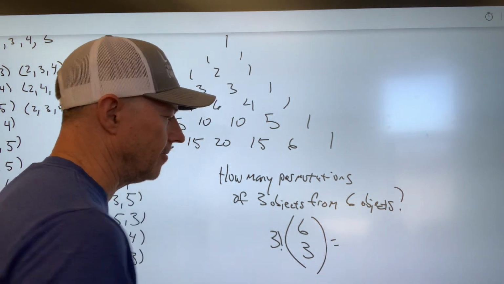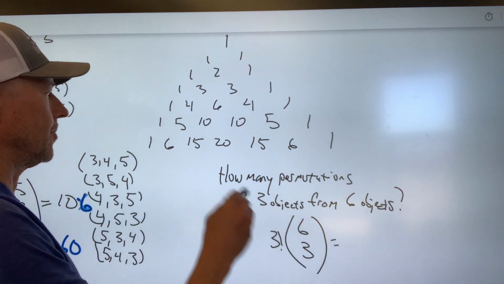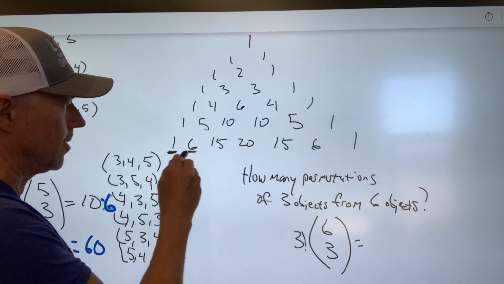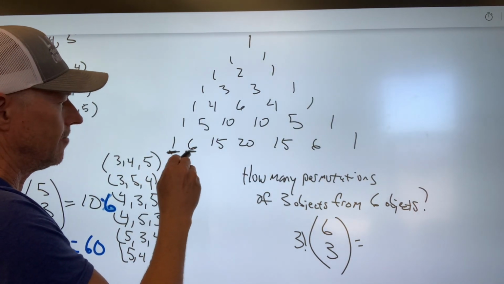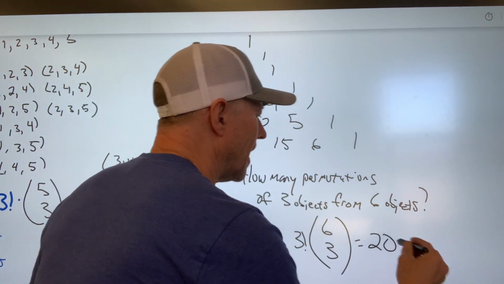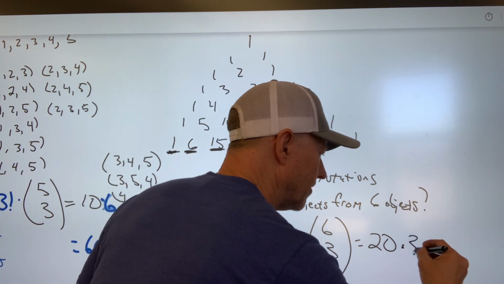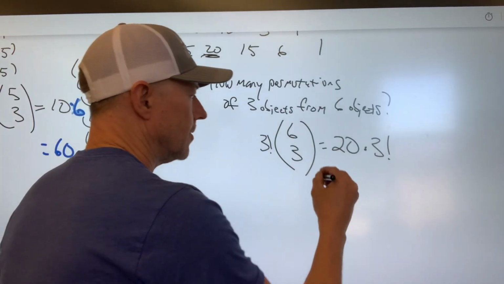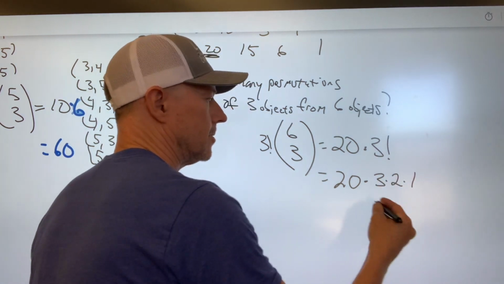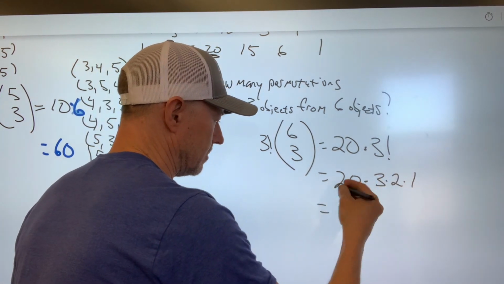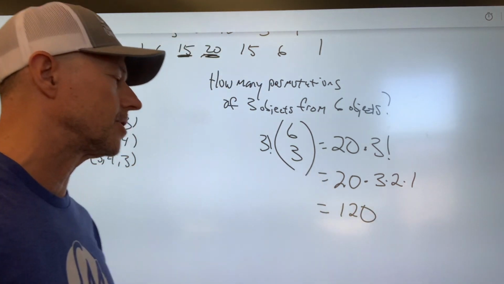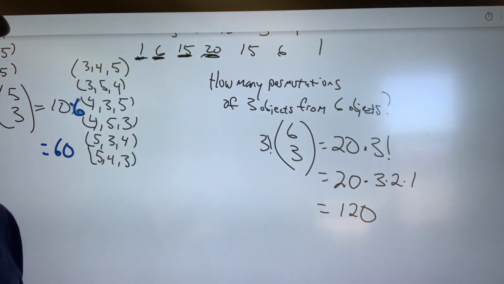Well, we'll finish it off. So 6 choose 3 is, remember this is the 0th row. You got to start with the 0th row, 0th entry, first entry, second entry, third entry, so it's 20, but I have to multiply it by 3 factorial, okay? So that's 20 times 3 factorial, which is 3 times 2 times 1, so that's 6. So I get 6 times 2 is 12, so I get 120 ways to arrange 3 objects from a set of 6. And that's how you do that.